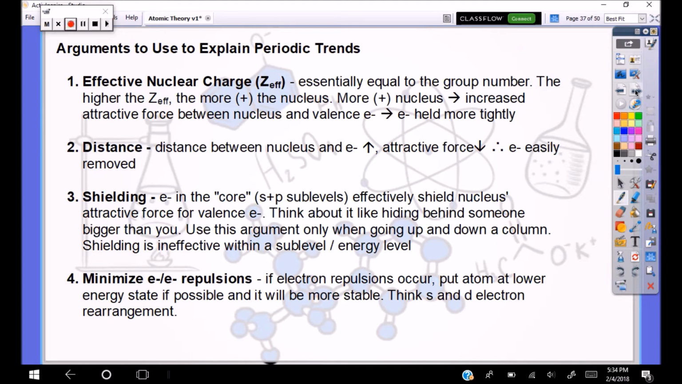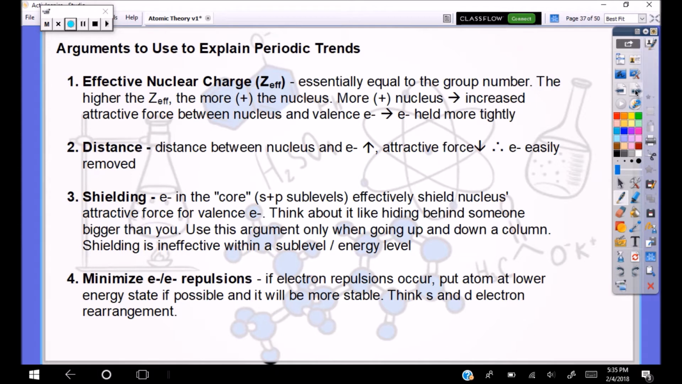The first is the effective nuclear charge. This is a really important argument for explaining periodic trends. It's represented by Zeff. It's essentially equal to the group number. It refers to how much charge, how much positiveness, that nucleus will have. So the higher the Zeff, the more positive the nucleus. The more positive the nucleus, we end up with increased attractive force between the nucleus and the electrons, and therefore the electrons are held more tightly.